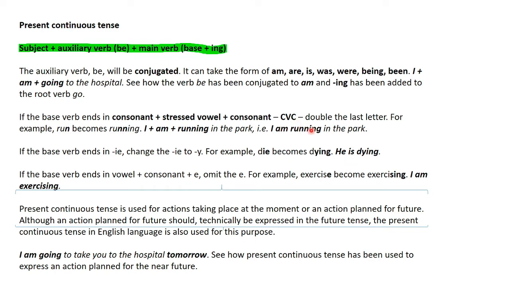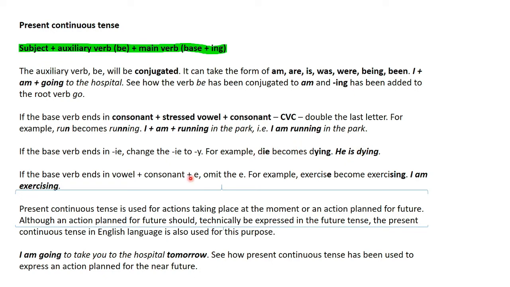There are a few more spelling rules. If the main verb ends in IE letters, we need to change this IE to Y. Like in this example, die becomes dying. Look at this sentence. Subject he, a third person singular, is the conjugated form of the verb to be for the third person singular he, and dying, the present participle form of the verb, root verb die.